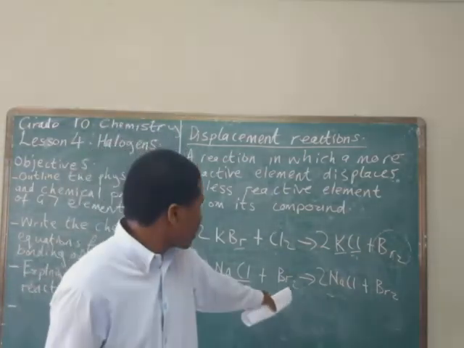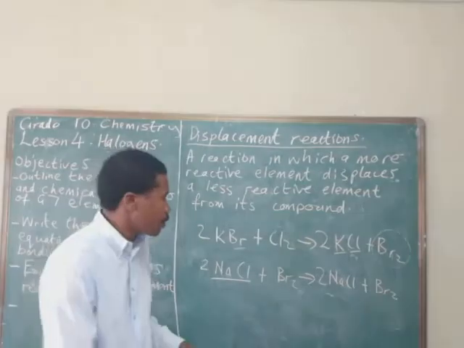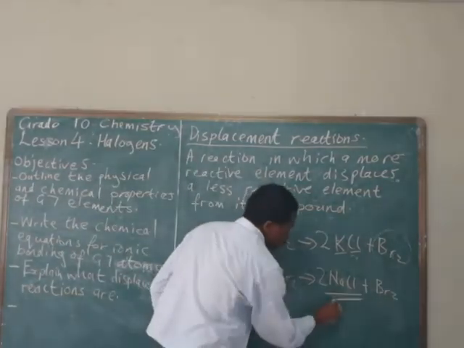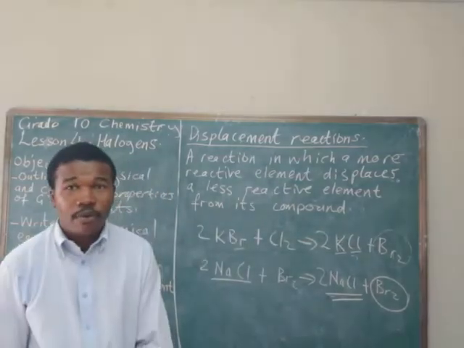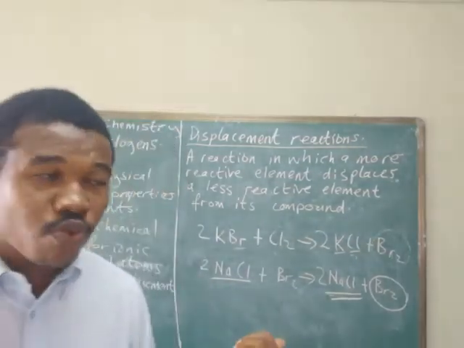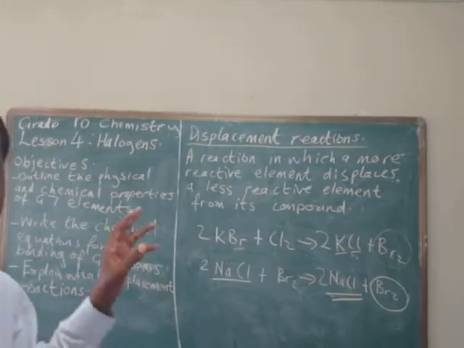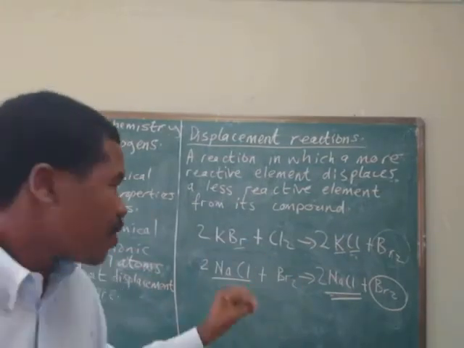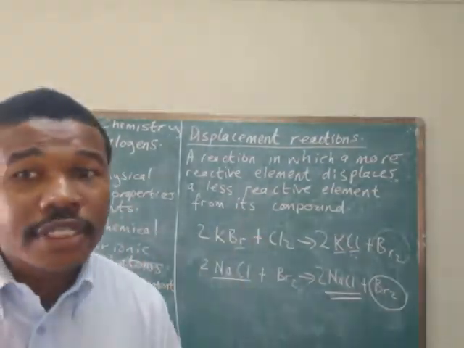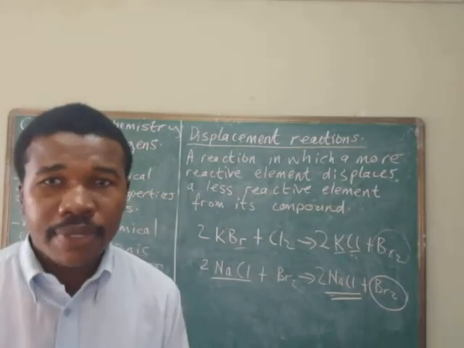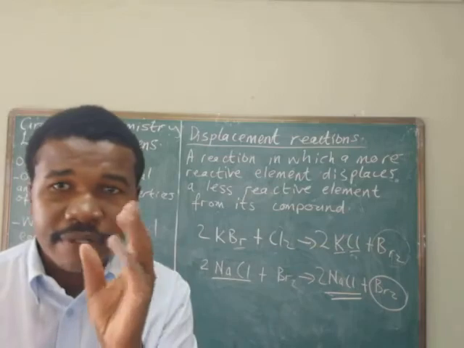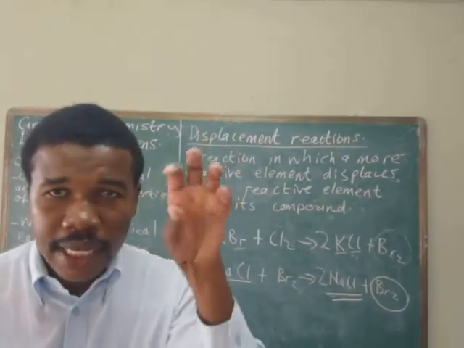From that equation, we can see that no, it's not possible, because the product remains sodium chloride, and bromine still walks alone. You will never walk alone, but bromine does. Bromine is walking alone there. Why? Because bromine is not as reactive as chlorine, because chlorine is higher up in the group 7 table, on those elements in group 7.